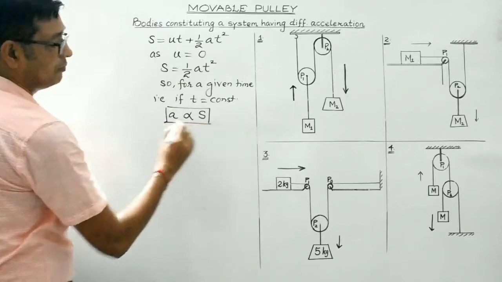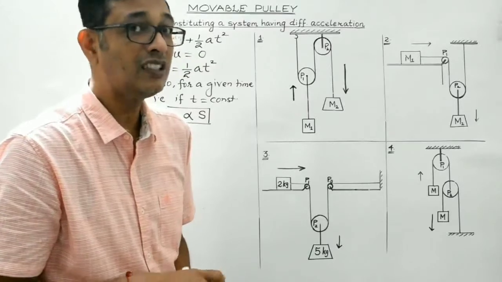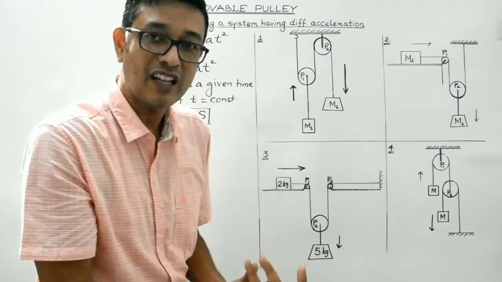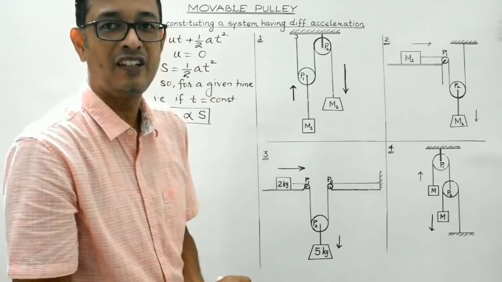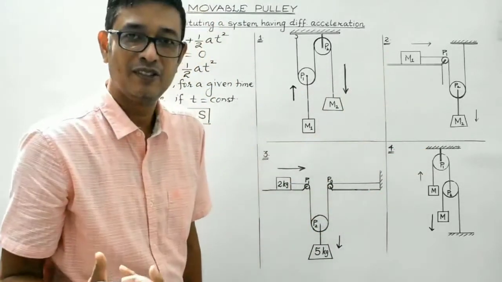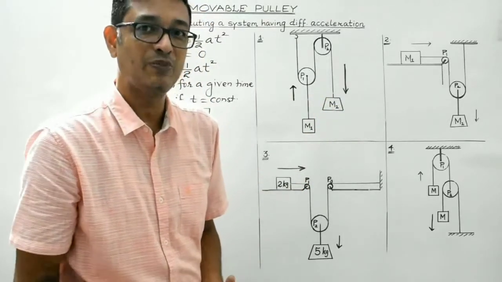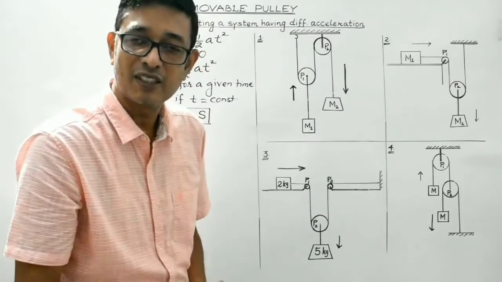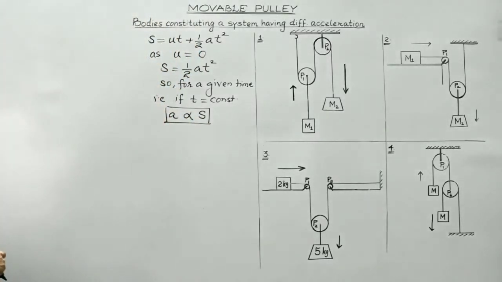So in a given time, if the bodies cover equal displacement, then they will possess the same acceleration. And if the bodies traverse unequal displacements in the same time, then the bodies will possess different acceleration. Here, in all the four cases, due to the presence of a movable pulley, we will discuss that every body will cover different displacements. Right? So accordingly, the bodies will possess different acceleration. Clear? So, let's start with the first question.